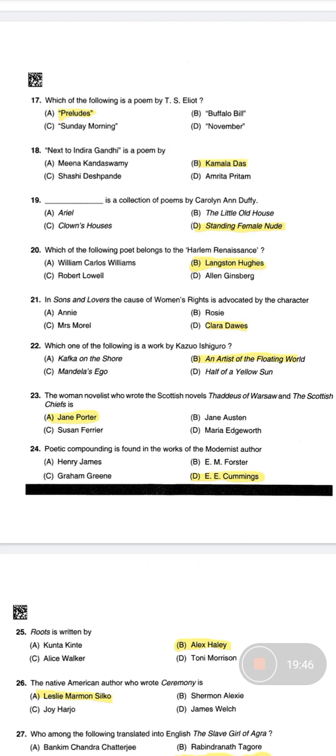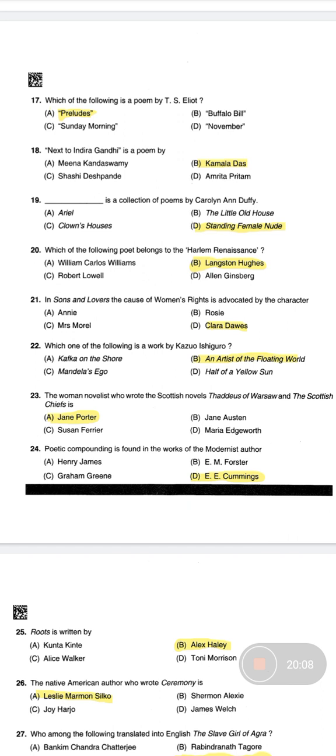Then the next question, question number 19: which is a collection of poems by Carol Ann Duffy? Standing Female Nude. Carol Ann Duffy is also very famous, and the poem Standing Female Nude is written by her. Coming to question number 20, which of the following poets belongs to the Harlem Renaissance? Langston Hughes is the right answer.